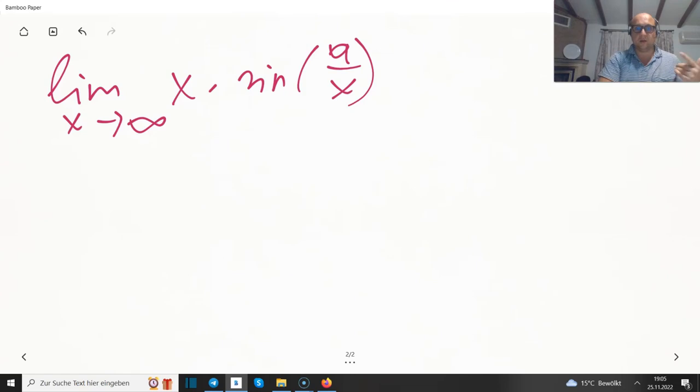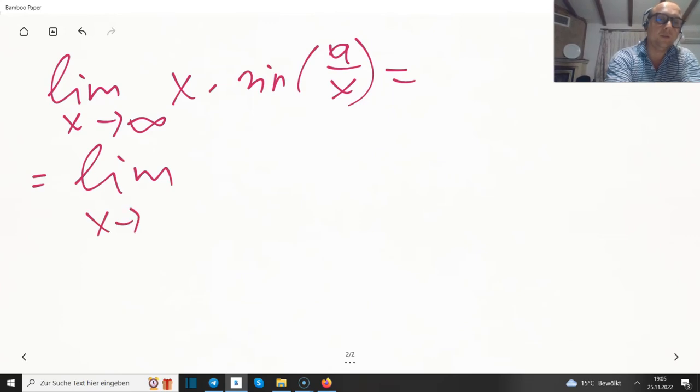This is question number 1, or observation number 1. Question number 2 would be, can we somehow apply L'Hopital's rule? Not now, but what about sine? Well, a divided by x is running towards 0, so sine is running towards 0 as well. x is running towards infinity, not so nice, but if we rewrite it, and you can call it a trick, but actually a tool, I would say.